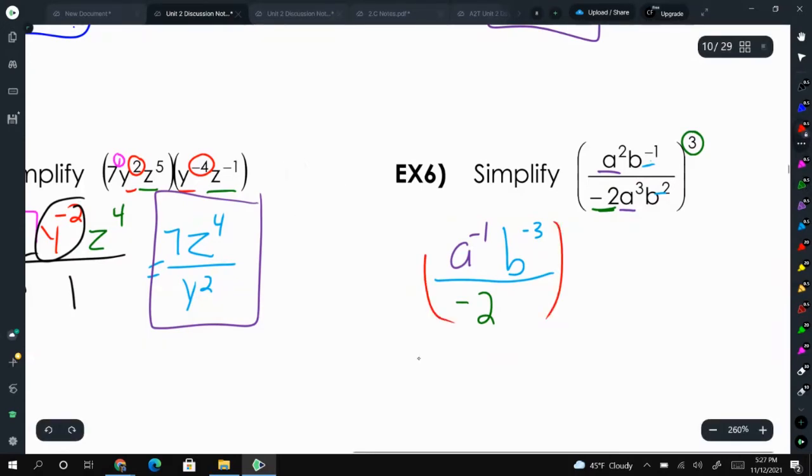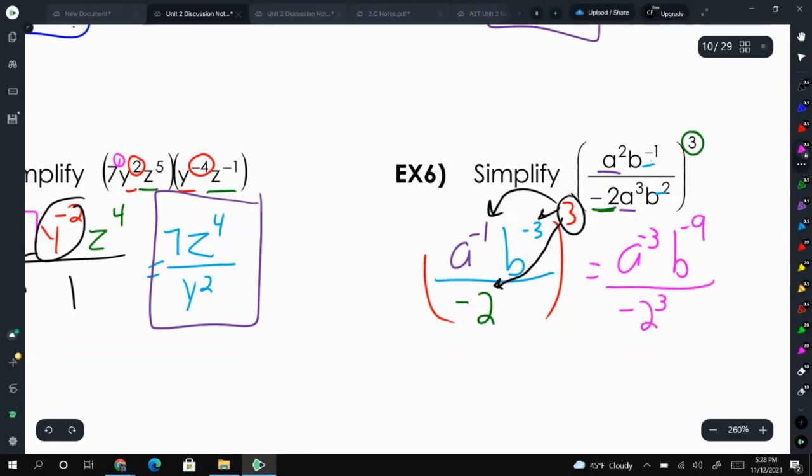Now I will raise this to the third power where I distribute this 3 to everything, even this 2 down here. So this is going to give me a to the negative 3rd times b to the negative 9th over negative 2 to the 3rd power.